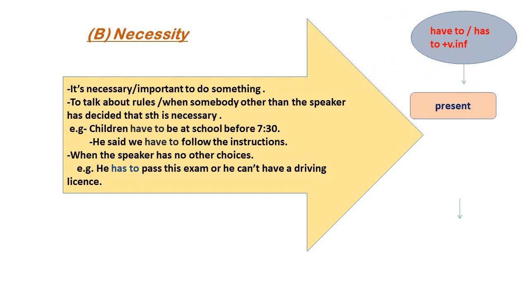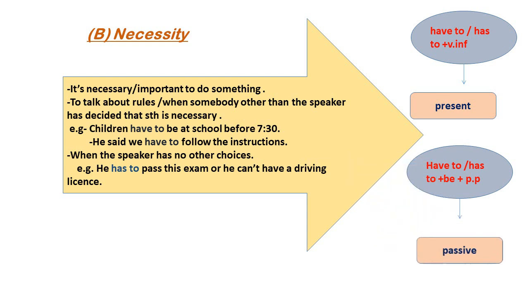In the passive form, it will be have to or has to plus be plus the past participle verb. We use have to or has to say that something is very necessary or important to be done. Or when we talk about rules, when somebody other than the speaker has decided that something is necessary.